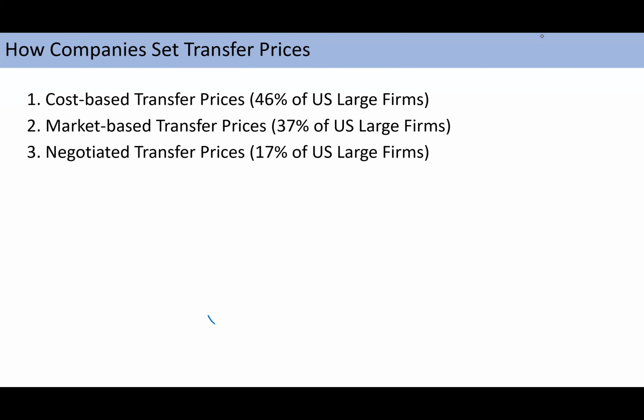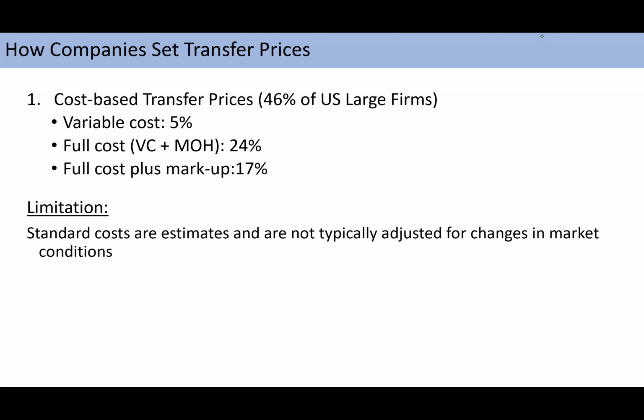So there are three different ways companies could set the transfer price: the cost-based transfer price, the market-based transfer price, and the negotiated transfer price. Starting with the cost-based transfer price, this is the method that is used by most of the US firms. You can use variable cost or full cost or the full cost plus markup.